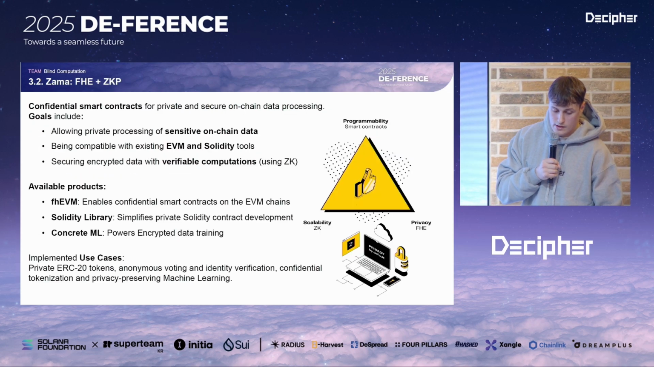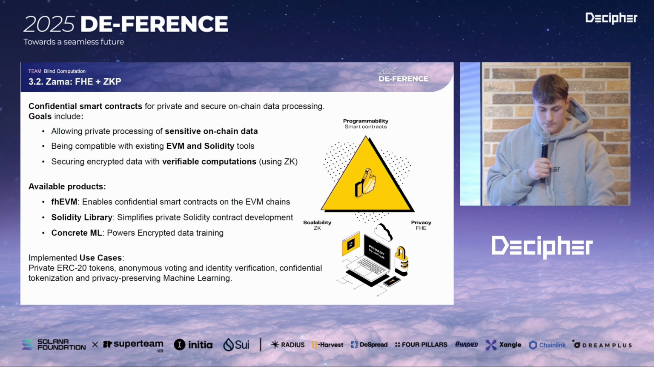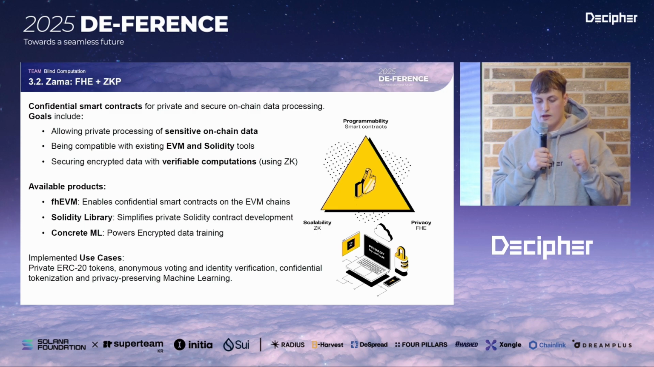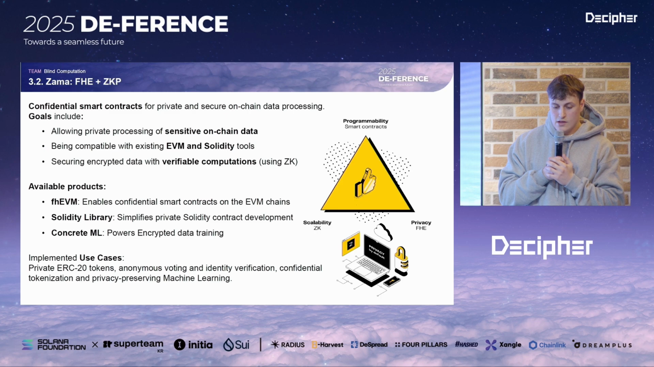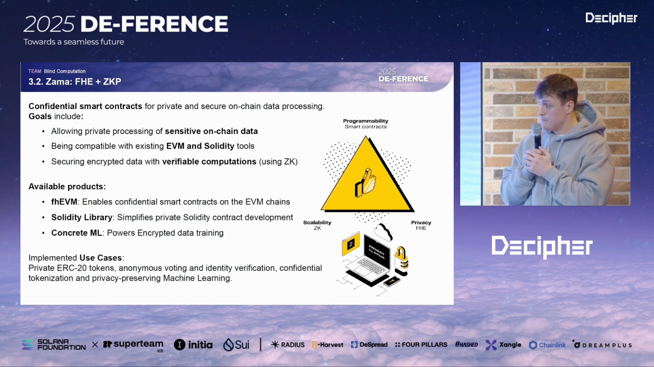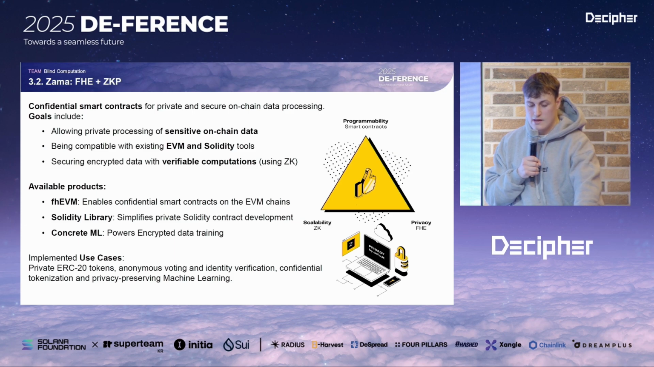The second project we will take a look at is called Zama. Zama provides tools for creating and using confidential contracts on EVM networks. The project's goals include enabling encryption and private processing of sensitive data on-chain, compatibility with existing EVM and Solidity tools, and providing verifiable computations on encrypted data using zero-knowledge. Its main project, fhEVM, is a protocol leveraging FHE to enable confidential smart contracts on new and existing EVM chains. It also has a Solidity library, which simplifies private contracts development, and a privacy-preserving machine learning framework called Concrete ML. The current implementations using the protocol include ERC-20 tokens where transfer amounts remain confidential, anonymous voting, and private identity verification.